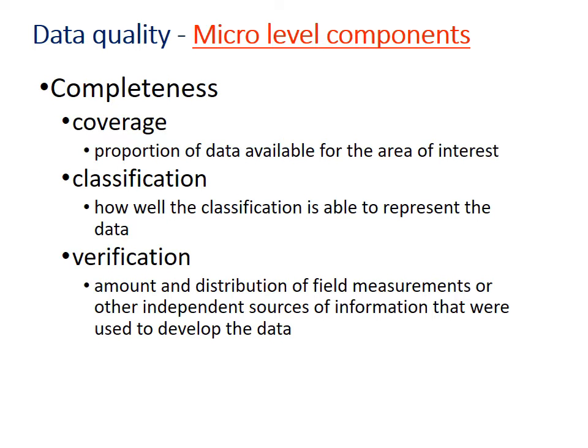And coming to the micro level components, now we are trying to look at the individual objects. First one is the completeness of your data or completeness of your map, which is explained in three different categories: coverage, classification, and verification. Coverage is the proportion of the data available for the area of interest. For example, you may have a study area and the data that you have collected from a different source. Your study area may be a watershed boundary and the data that you have collected is from an administrative boundary. If these two things are not proportionate for your area of interest, then that completeness is not there in your analysis. So the coverage is poor in that case.